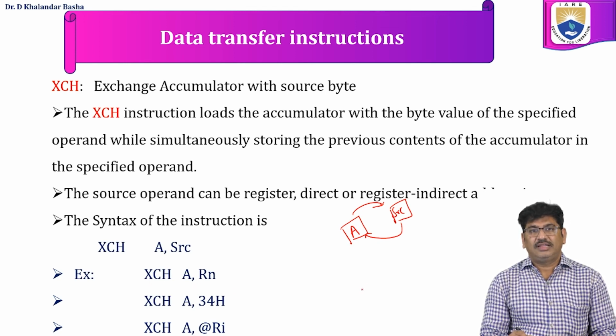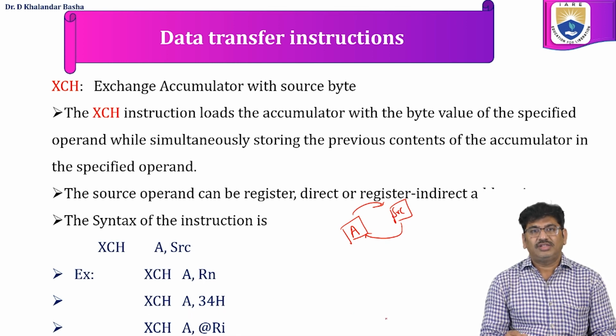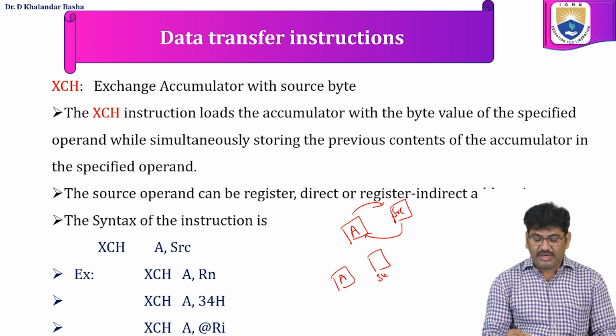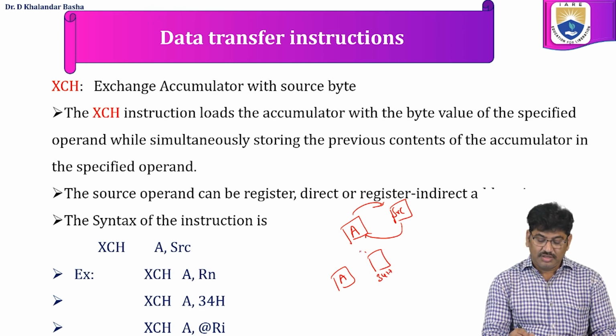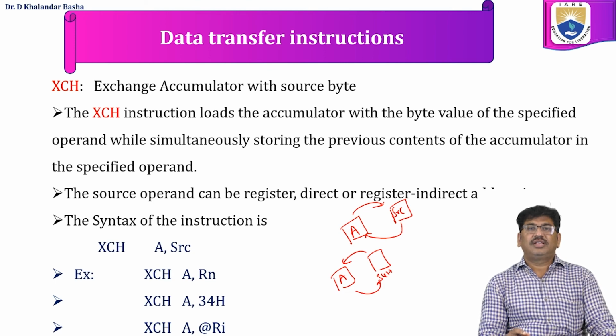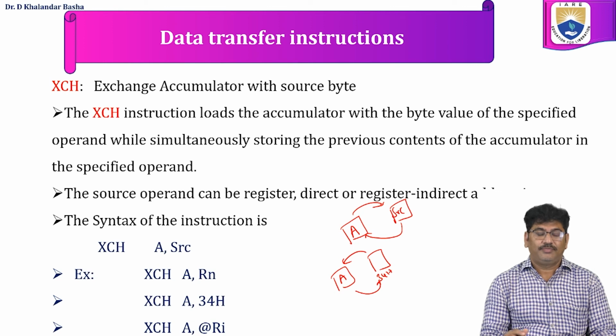Example, XCH A comma Rn. It is the data swap between the accumulator and the Rn register, where n can be 0 to 7, any one of the registers from R0 to R7. XCH A comma 34H: here the contents of the accumulator will be swapped with the memory contents at 34H. Accumulator contents will be placed into the memory location with address 34H, and the previous 34H location contents will be placed into the accumulator.